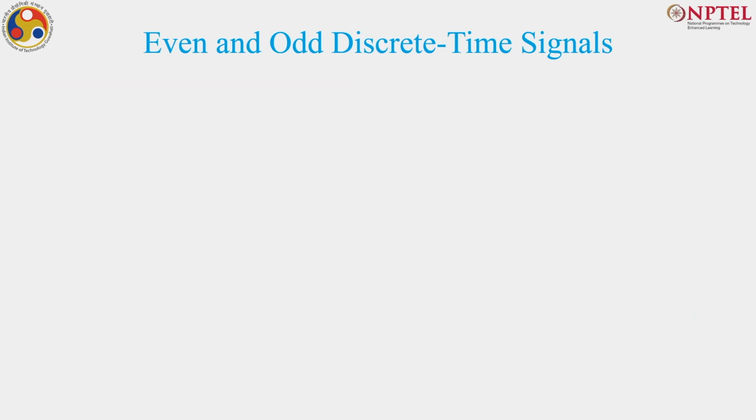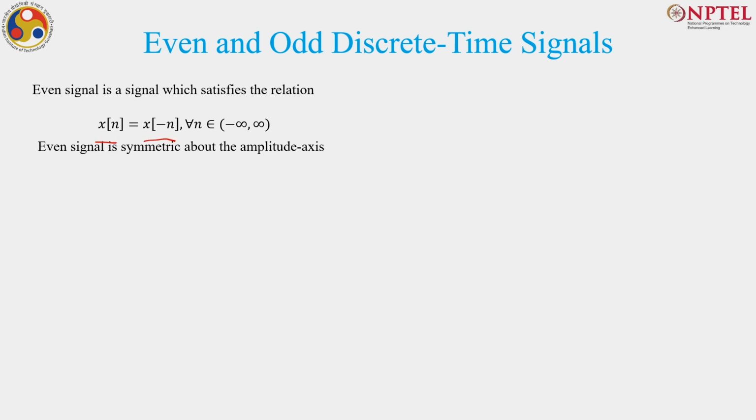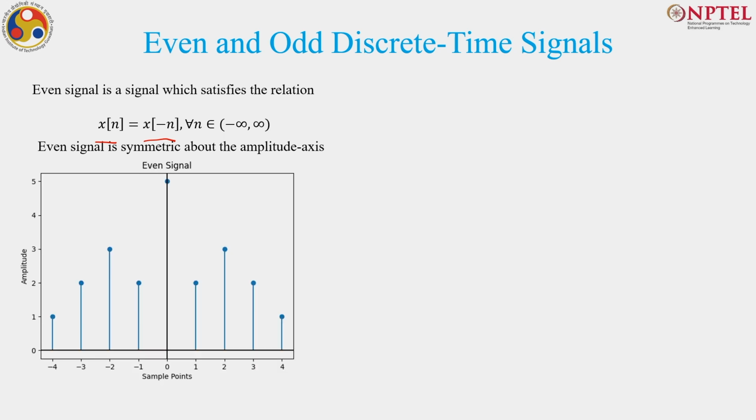The next is even and odd signals. An even signal is defined by the relation x of n equals x of minus n, where n varies from negative infinity to positive infinity, and this means that the signal is symmetric about the amplitude axis or the y axis. This is an example.